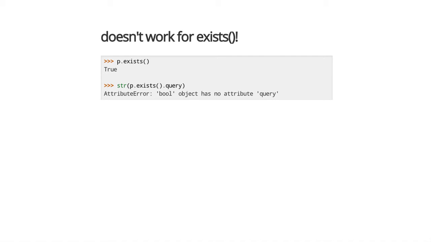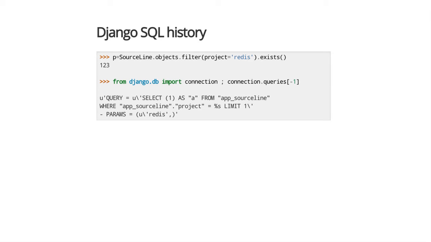But this doesn't work in all cases, because that'll be too easy. I'm trying to prove that p.exists is the most efficient way to tell whether a query set is empty or not. So if you do p.exists, it says true, there is something in this query set. If you dump out the SQL with .query, it says the Boolean doesn't have an attribute called query. So there's another way to get SQL out of Django. George, you know this one? Use connection.queries.